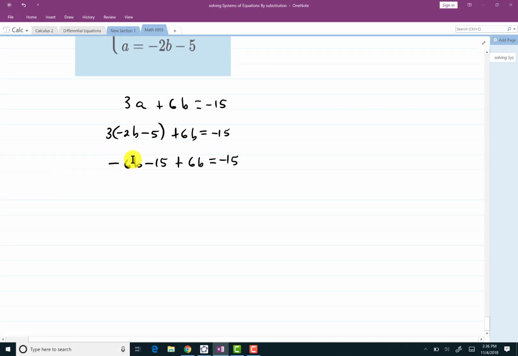And then notice that the 6b's cancel, negative 6b and the positive 6b, and I get negative 15 equals negative 15. Now this is not a no solution situation because this is not a false statement. This is a true statement. Well, this is a little bit different than before. In this case, what happens is since the a dropped out or the b dropped out, whatever, the a would drop out if I did something different. These are the same line.